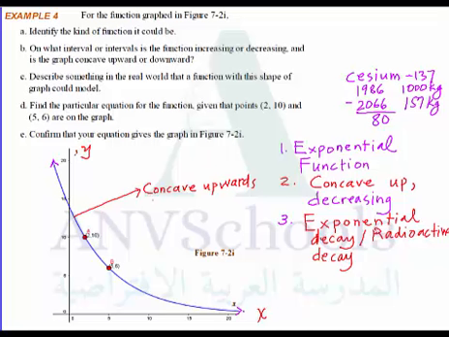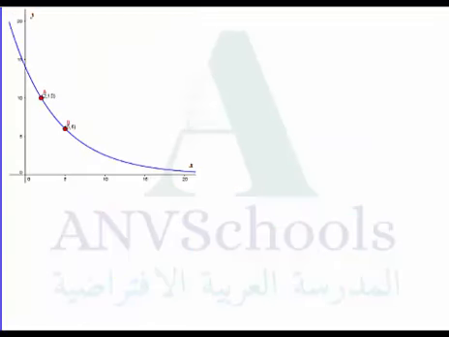Okay, letter D, or number 4. Find the particular equation for the function given that points (2, 10) and (5, 6) are on the graph. So we are to do this on the next slide. So we have the same figure, and because we assume that it is an exponential function, therefore we would set up the general form of our exponential function.